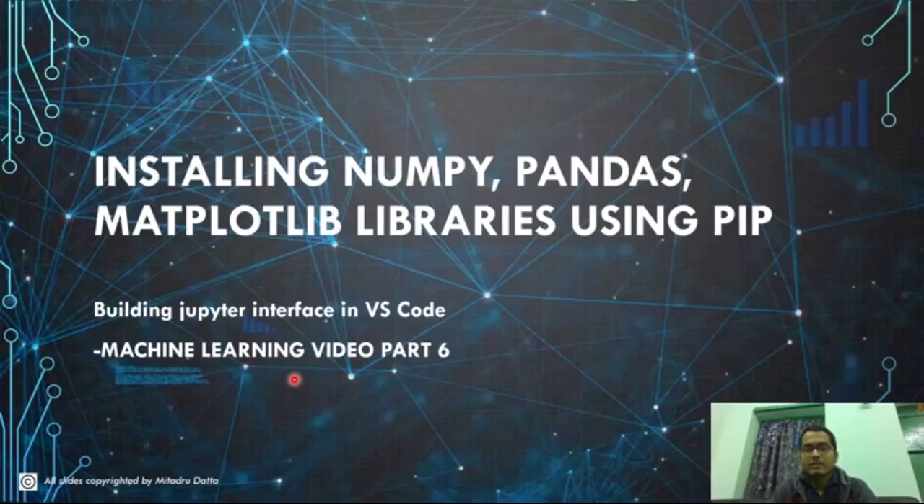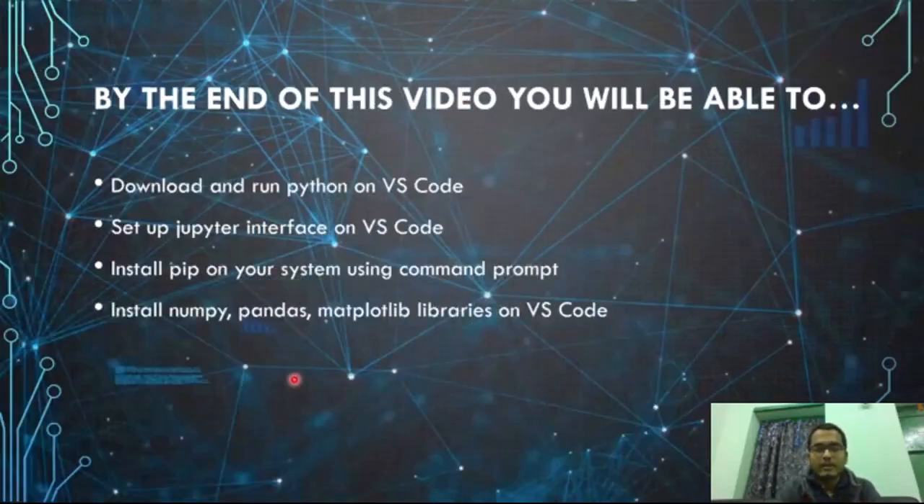The main purpose of this video is to install all the basic libraries, all the heavy libraries required for AI, using pip. This is the most difficult part, where people mostly face problems if they don't know how to do this. So this is basically an installation guide, and I want you to know this, so you can code simultaneously as we go deeper into the concepts and the coding. By the end of this video, you will be able to run and download Python on VS Code, set up the Jupyter interface, install pip using command prompt, and install the NumPy, Pandas, Matplotlib libraries on VS Code. So I request you to watch this video till the end.